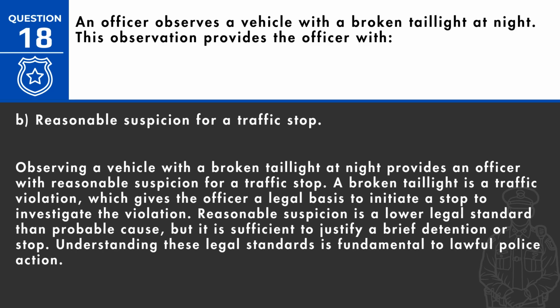Answer: B. Reasonable suspicion for a traffic stop. Observing a vehicle with a broken taillight at night provides an officer with reasonable suspicion for a traffic stop. A broken taillight is a traffic violation, which gives the officer a legal basis to initiate a stop to investigate the violation. Reasonable suspicion is a lower legal standard than probable cause, but it is sufficient to justify a brief detention or stop. Understanding these legal standards is fundamental to lawful police action.